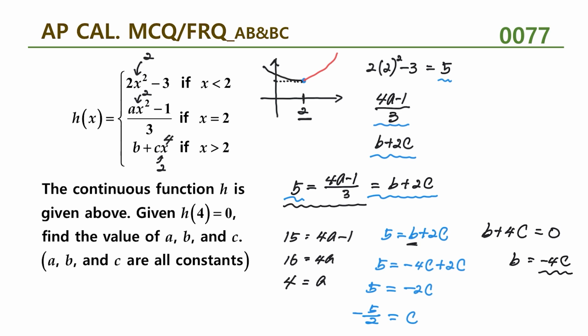What about b then? b is right here. So b is equal to negative 4 times negative 5 over 2. Negative times negative, positive. 2 times 1, 2 times 2. So that's going to be 10, right? So the answer: a is equal to 4, b is equal to 10, c is equal to negative 5 over 2.